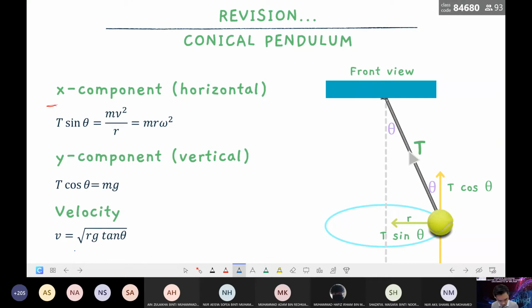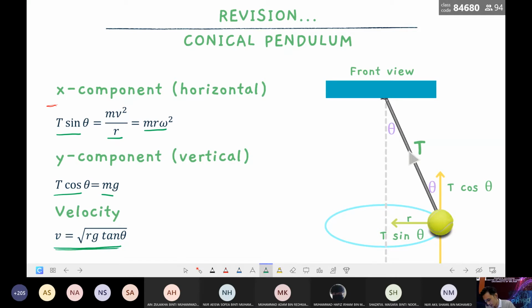That we have a conical pendulum. Okay, conical pendulum kita ada derive the value of x component and also untuk y component, di mana the x component is always equal to the T sin theta and is equal to the centripetal force, or else kita boleh guna in terms of the angular velocity m r omega kuasa 2. Okay, and then for y component we do have T cos theta and it is equal to our mass darabkan dengan gravity, and also the velocity is equal to v square root of r g tan theta.